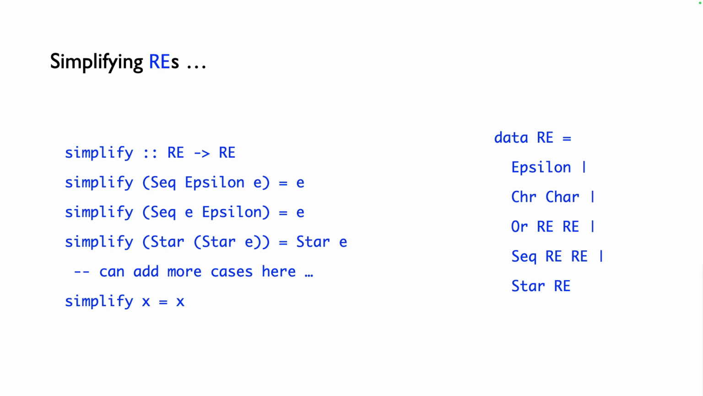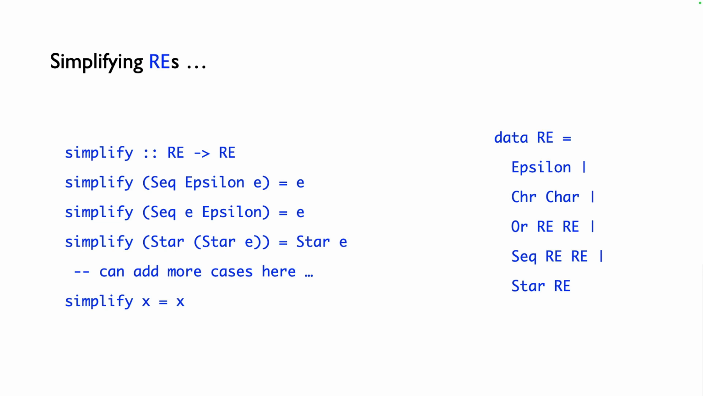So here I'm writing a simple function that takes an RE and returns a simpler one. If you sequence epsilon with an expression, or an expression with epsilon, it's just the same as the expression itself. If you do star of star of E, that's the same as doing star of E. And you can think of adding as many particular cases as you want here. And then the bottom case, if none of those matches, you just simplify x to x itself. So you can see there that we're able to simplify and so on.